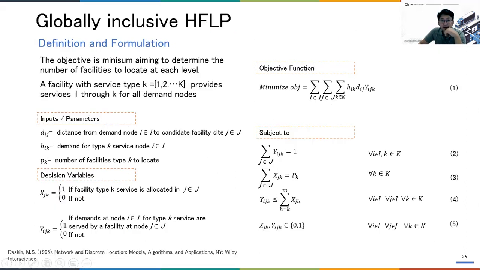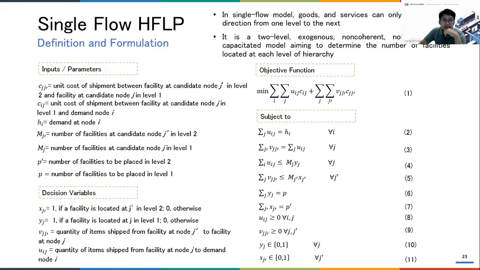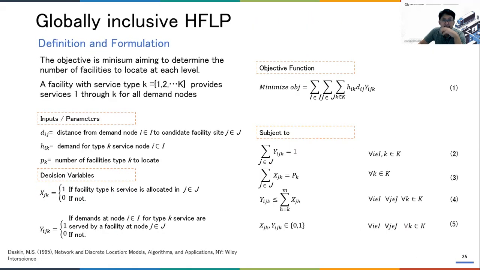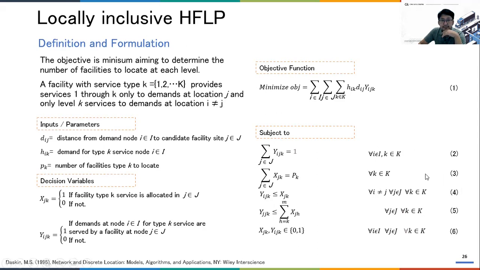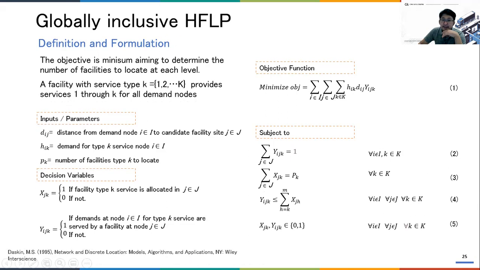And then globally inclusive. This one is a flow model. If you see, it's very, very similar to the P-median problem. So the constraints, but here what you will have is an additional index called service type. So it is assumed that each facility or each demand has several types of demand. So that will be HIK.